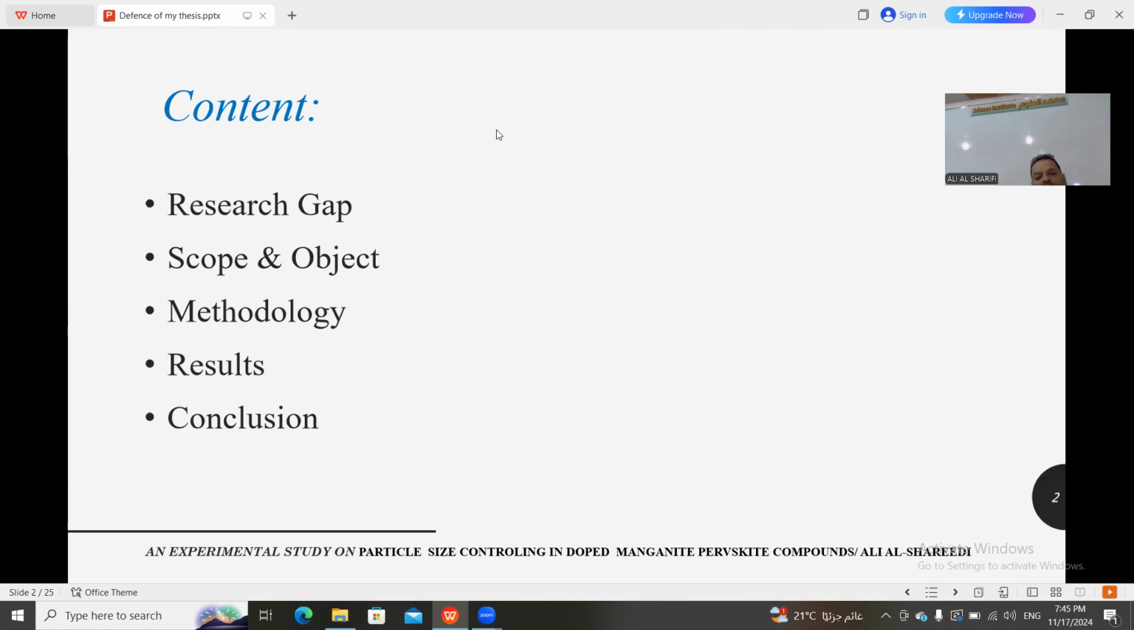Content: I focused on the research gap, where I noted some weaknesses in the previous research. By that, I wrote my research gap, scope, or objective, methodology, results, and conclusion. The points depend on my thesis. I take all the important information, results, and conclusion from my thesis.